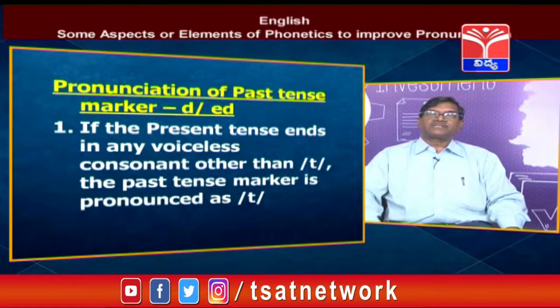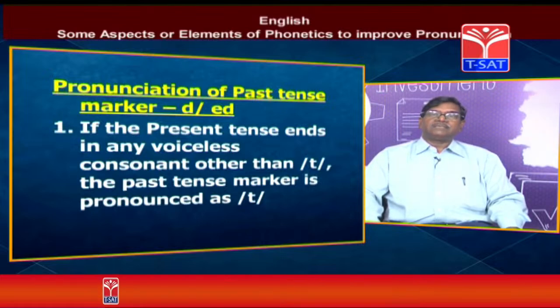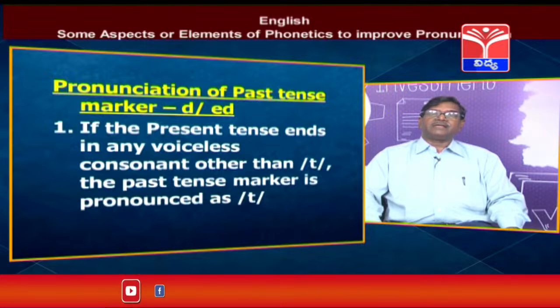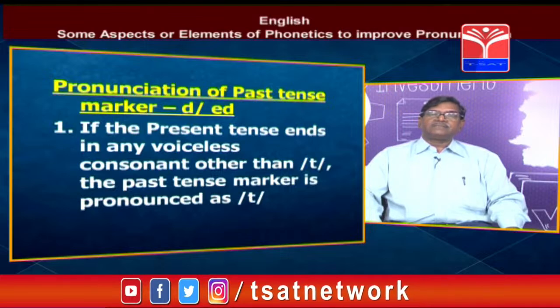Pronunciation of the past tense marker D and ED. The past tense marker is pronounced in three ways: T, D or id. If the present tense ends in any voiceless consonant other than T, the past tense marker is pronounced as T.